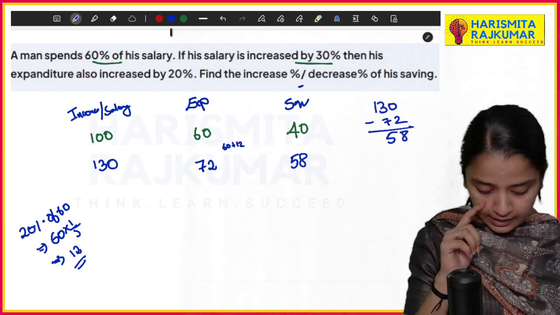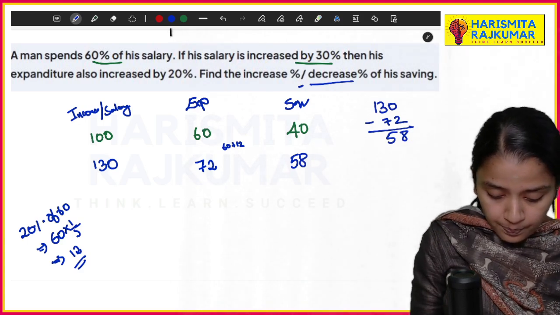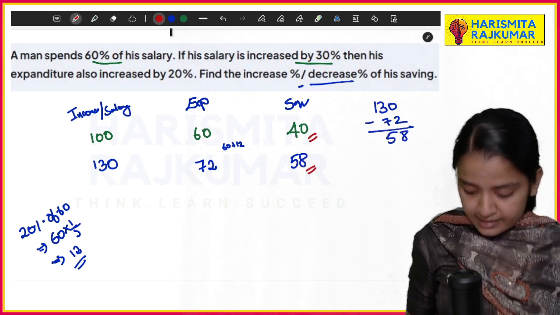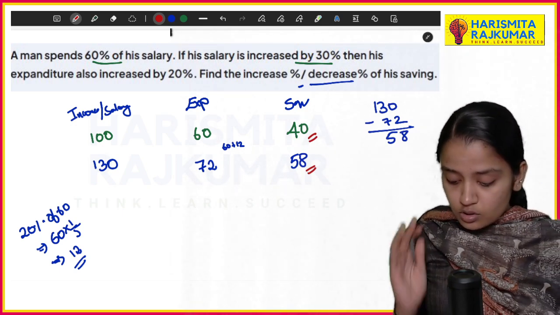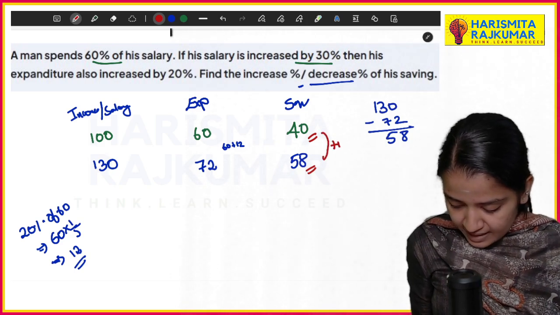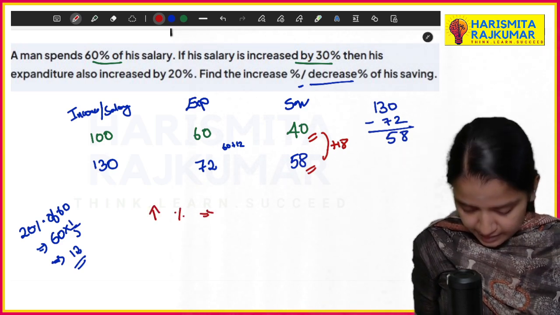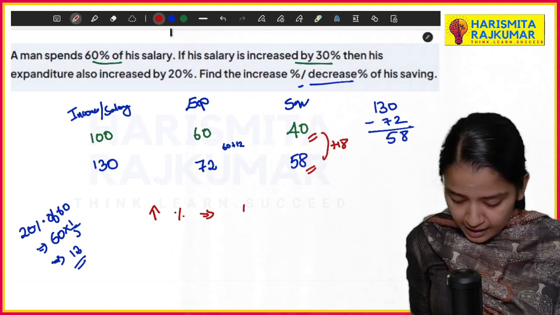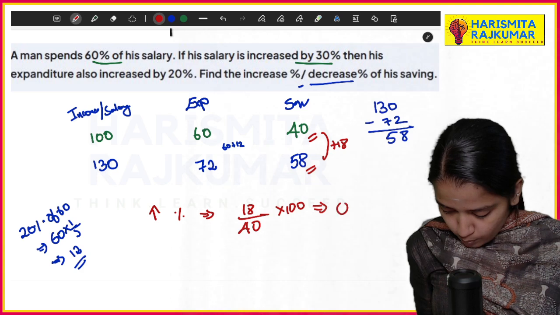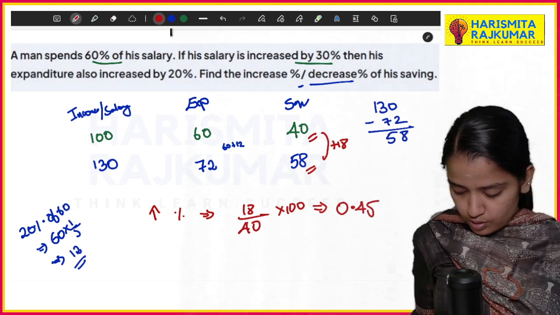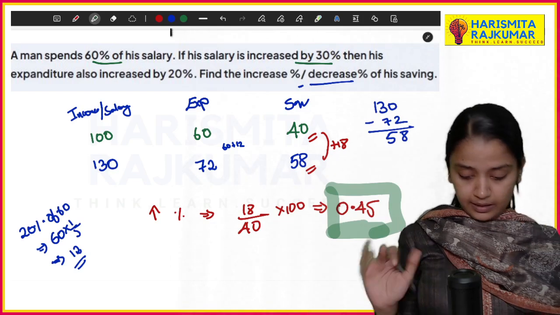Basically, you have to find whether it is an increase percentage or a decrease percentage. From 40, it is increased to 58. It is not decreased, right? So it is plus 18, it is increased. Increase percentage, I'm writing an upper arrow for increase, is 18 by the original, which is 40, into 100, which is 45. This is your answer. 45 percentage is your increase percentage.